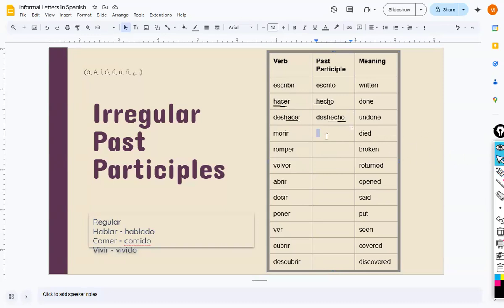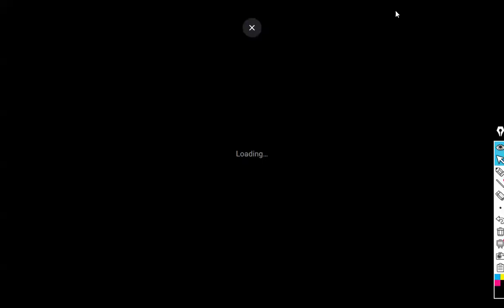All right, morir, muerto. Romper, roto, broken, like we just met. Volver, vuelto. Abrir, abierto, open. Decir, dicho. Poner, puesto. Ver, visto. Cubrir, cubierto. And then this cubrir is a compound verb, right? So descubierto. So we just need to memorize these for when we need to use them, right?